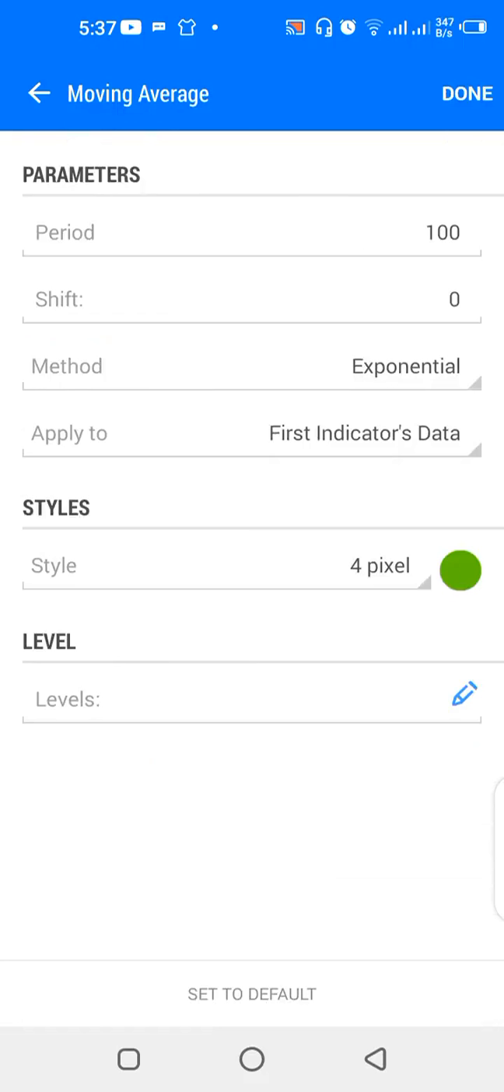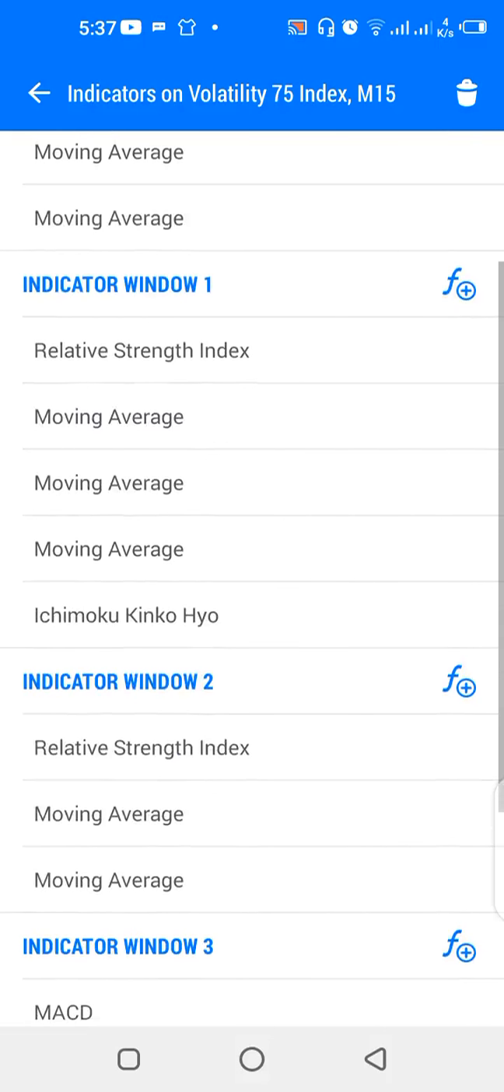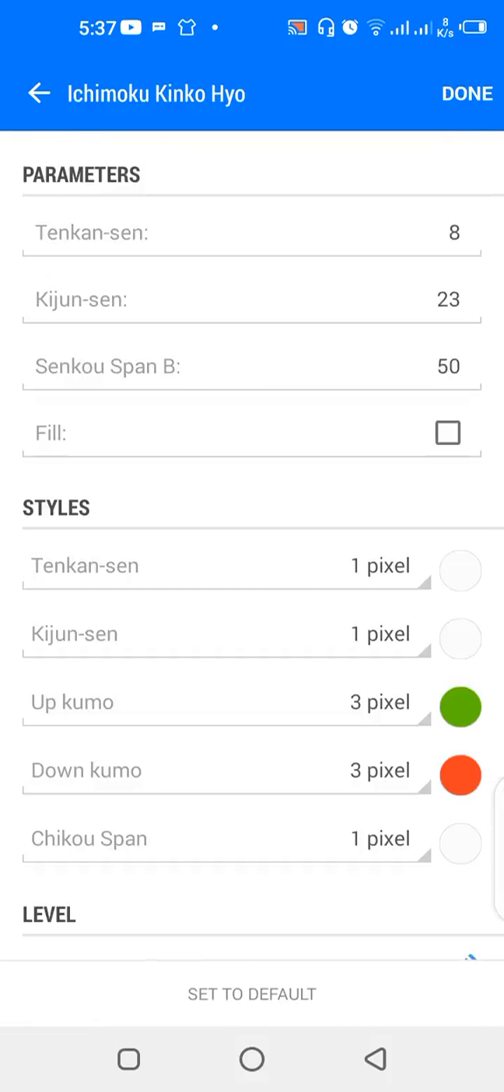Okay, then we have a 100 period exponential moving average, first indicator's data, color is green. And we have a 200 period exponential moving average, first indicator's data, color is orange. Then we have Ichimoku. The Tenkan Sen is 8, the Kijun Sen is 23, Senkou Span is 50, and only the up Kumo and down Kumo are used, with a green and a red color.